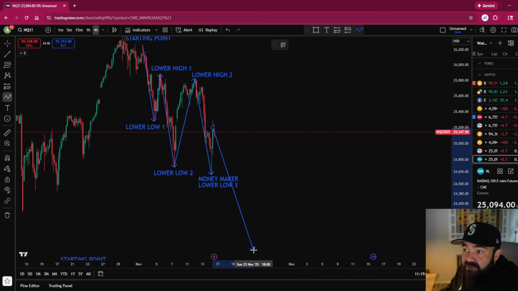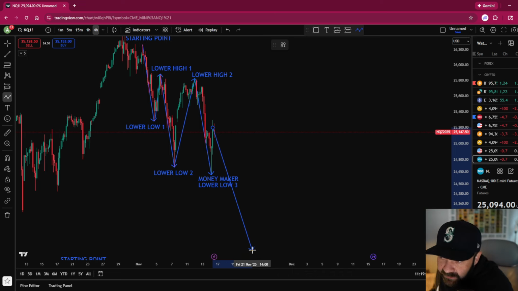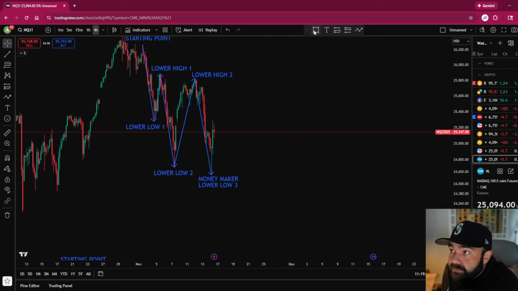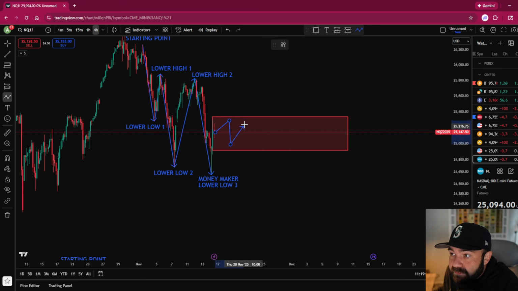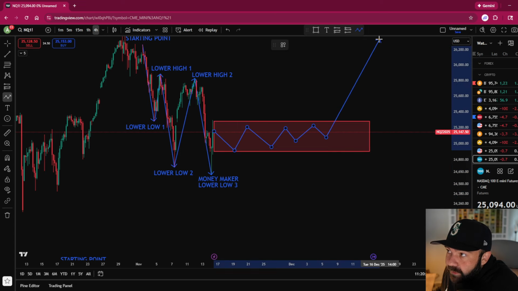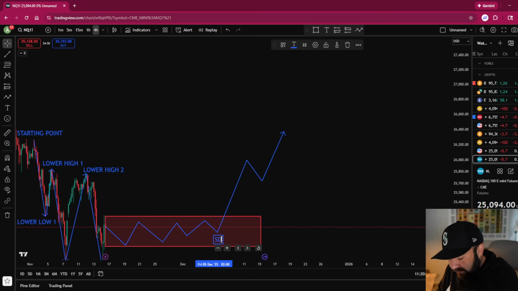And one of two things will continue here. Either I'll be completely wrong, or since Thanksgiving is coming up, people are going to be traveling. This is what will happen. You're going to get consolidation like this. And then after Thanksgiving, we will get either this or we're going to get this right here, which is going to start our bullish trend. This is how this would reverse.